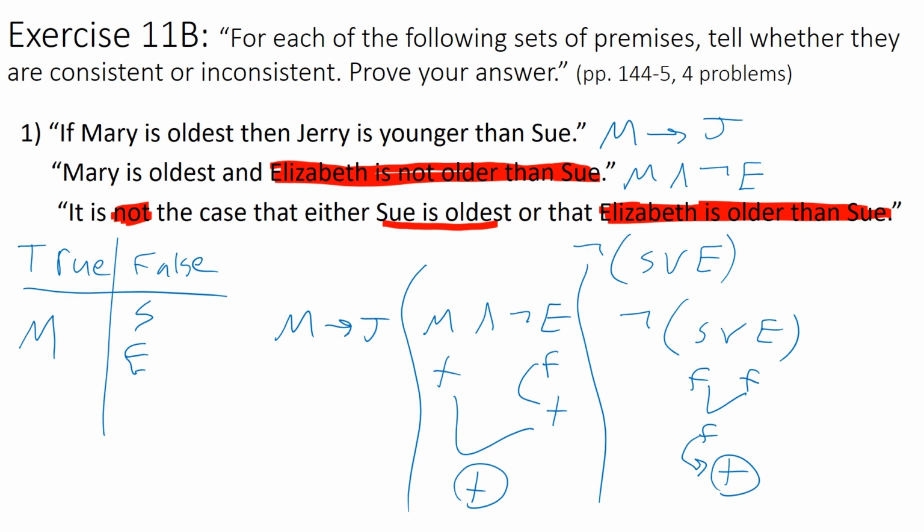In the first premise, we have if M then J. M is true. J, we also should assign the value of being true. True antecedent, true consequent, true conditional. So we have true premise, true premise, true premise. So we do have a consistent set of premises.